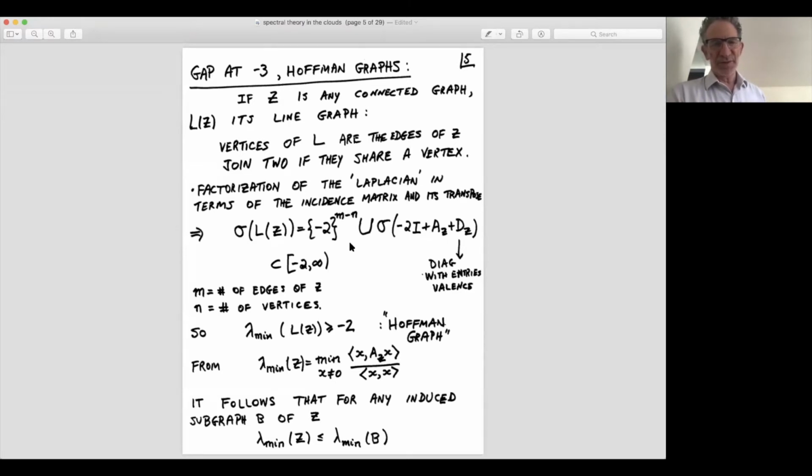So the spectrum of the line graph of any graph is always contained in -2. I mean, it won't go very far, but it's never less than -2. So the minimum eigenvalue is greater or equal to -2, and let's call a finite graph whose smallest eigenvalue for its adjacency of the line is -2 a Hofmann graph, because he studied these and he made some really key insights.